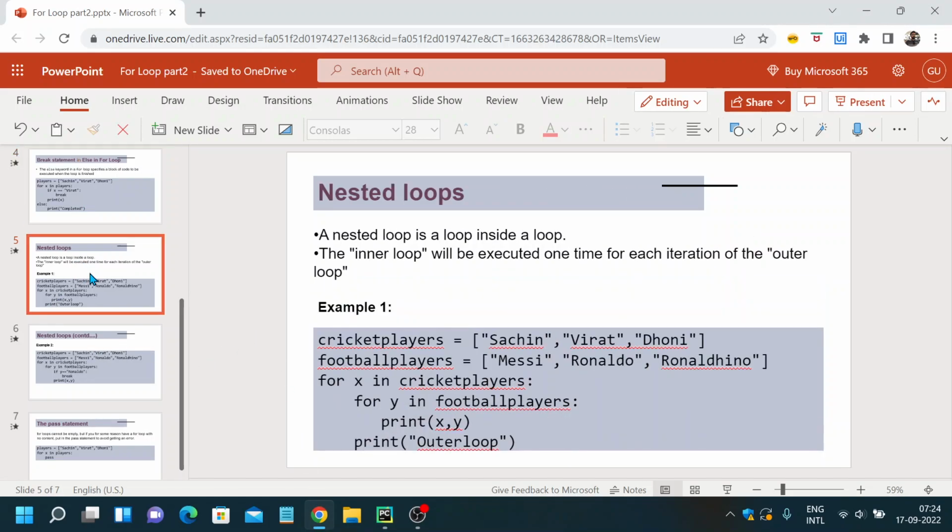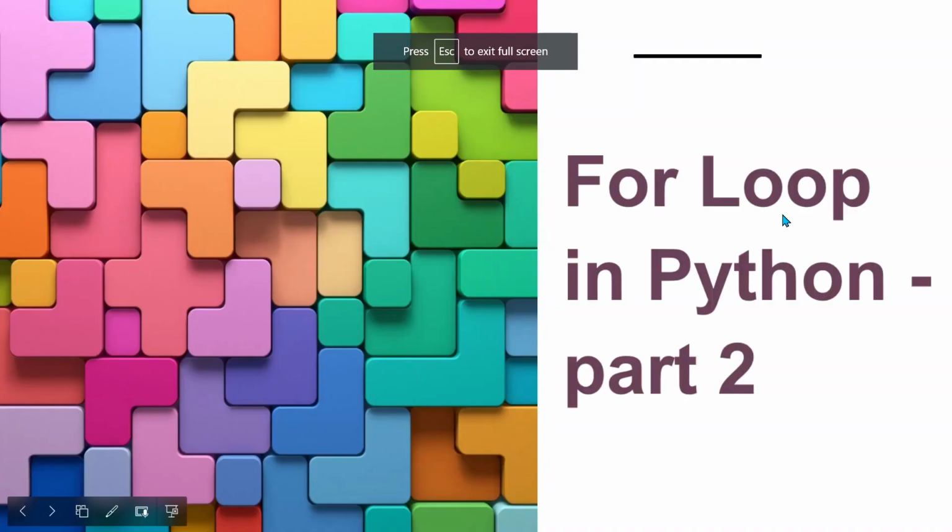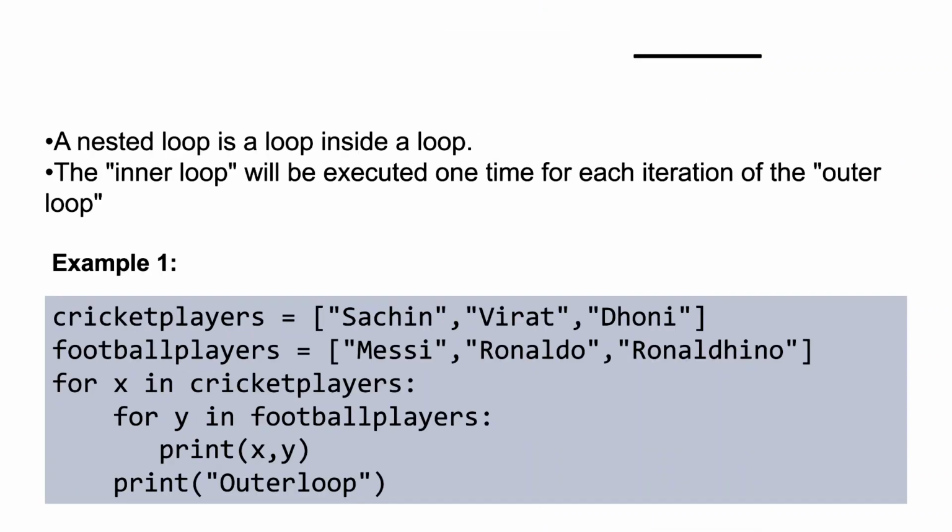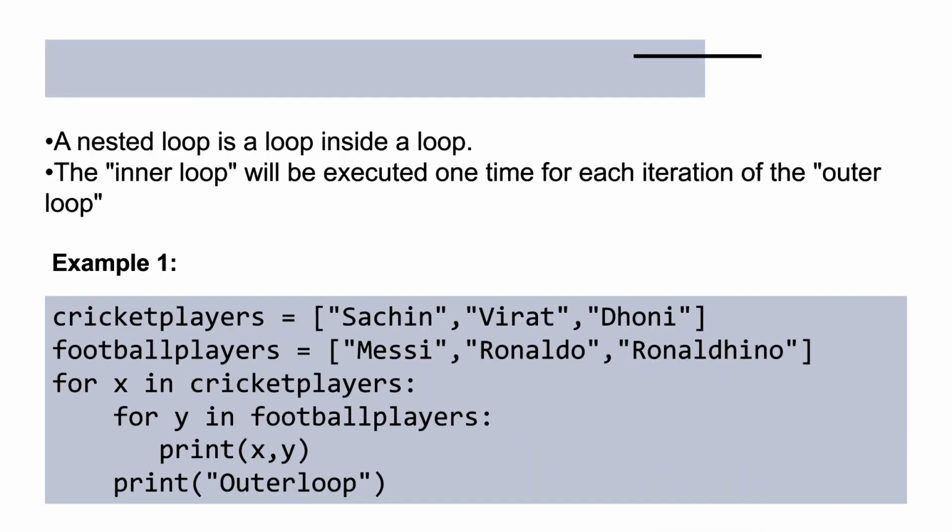Next, jumping on to the next topic, let's try to understand what a nested for loop is. As the name indicates, nested means you will use a loop inside a loop. There will be real-time situations where you want to use a loop inside a loop, like multiple for loops. Those kinds of loops are called nested loops. The inner loop will be executed one time for each iteration of the outer loop. Let me show an example so that you will have a clear understanding of how a nested loop works.